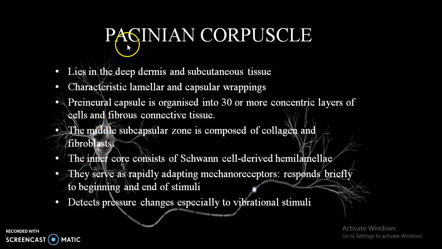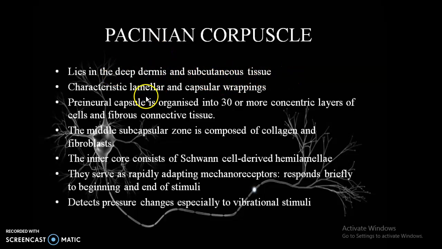So we are left with some examples of mechanoreceptors. So let's move on to that. The first example is the Pacinian corpuscle. The Pacinian corpuscle lies in the deep dermis and the subcutaneous tissue.